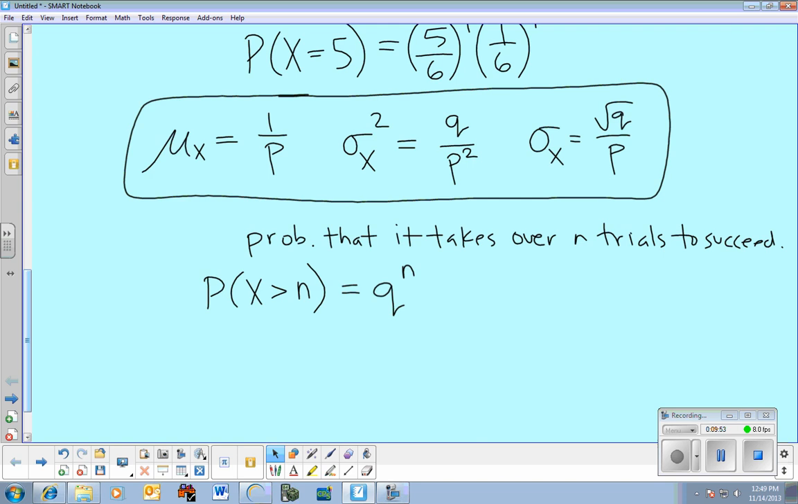You've still got your independent trials with success or failure. It's just a different way to define the variable. It's not a fixed number, and I want to succeed this many times. It's I don't know how many trials, and I want to know what's the probability that my success is going to happen on this particular trial.